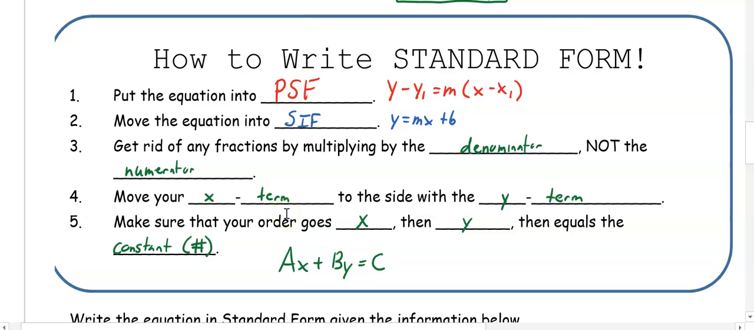So remember the steps to write in standard form. You're going to put the equation in point slope form. Remember y minus y1 equals m times x minus x1. Then you're going to move the equation into slope intercept form, which is y equals mx plus b. Remember to get rid of any fractions by multiplying by the denominator, which is the bottom of the fraction, not the numerator, which is the top. You want to move the x term to the side with the y term, and then make sure that your order goes x, then y, then equal to the constant, which is just the number.